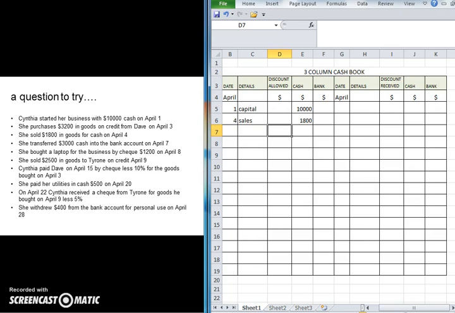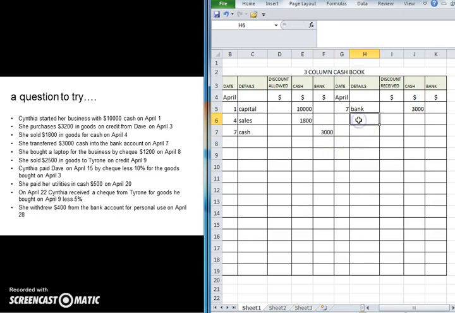So, she transferred $3,000 cash. That means the money is coming from the cash. So I'm going over here, I'm going to put in the date, and I'll say where that money is going. That money is going to go to the bank account. So she's going to take it out of the cash, and she's going to put it into the bank account. So I'm going to come over here to the debit side and receive that money. So where is the money coming from? It's coming from the cash, and it's going to the bank.